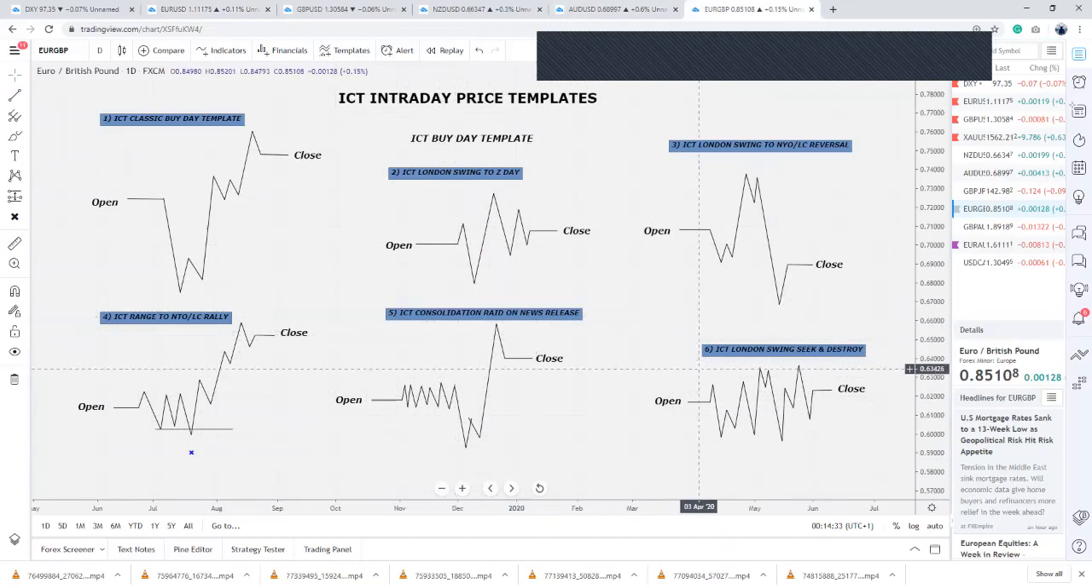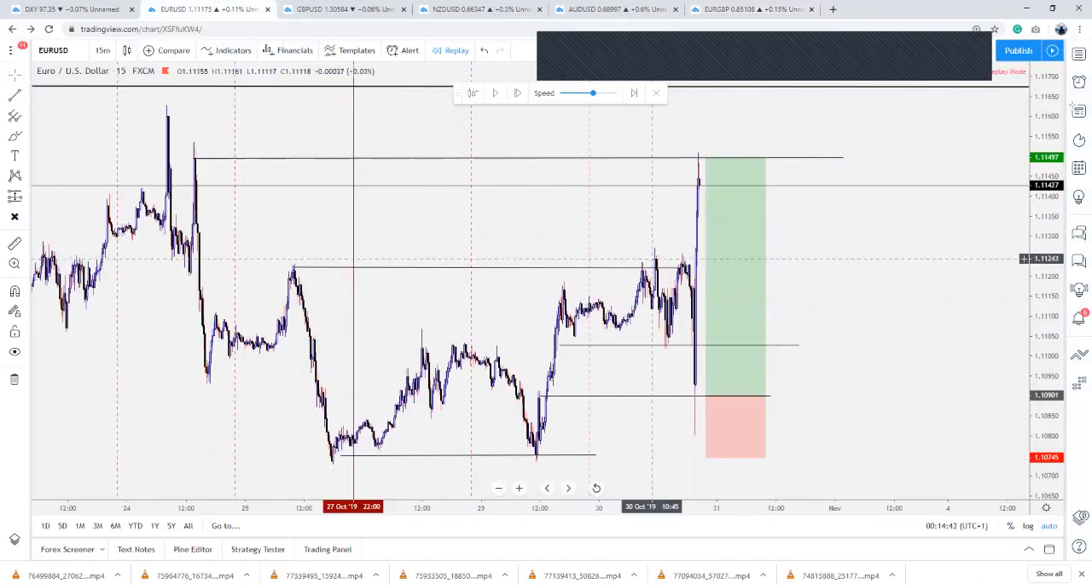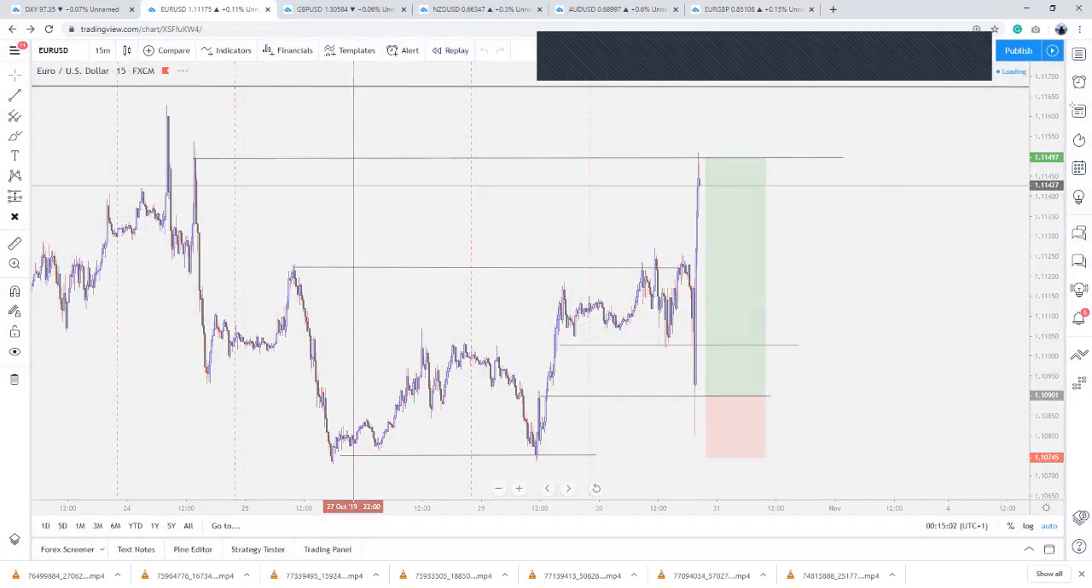Okay, and finally, your number 6 is your ICT London seek and destroy. So this is termed seek and destroy because what the market basically does is take out session highs and lows without really making any move. So the market basically ranges around, but it's taking out successive highs and lows in the marketplace.